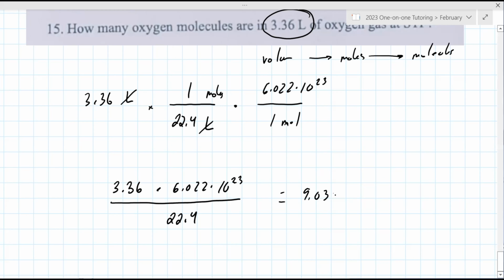9.03 times 10 to the 22. Okay, and the units are molecules. The units are almost just as important as the answer, depending on who's grading it. So just try to cross them out and even look for the one that it's supposed to be. Yeah. All right. Let's go to number 16. 16 here. Find the mass in grams.